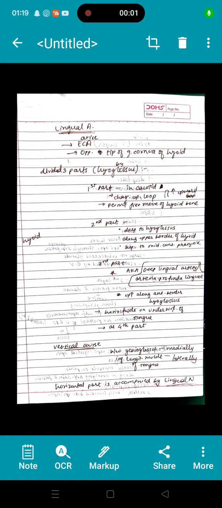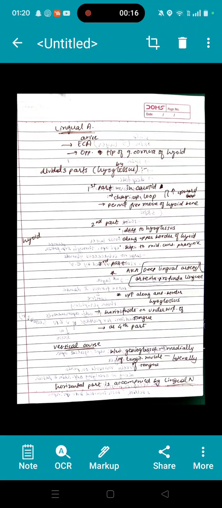Lingual artery arises from the external carotid artery, opposite the tip of the greater cornu, and is divided into three parts by the hyoglossus. The first part is in the carotid triangle, where a characteristic upward loop permits free movement of the hyoid.